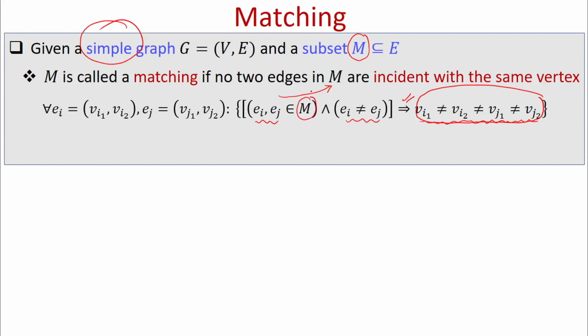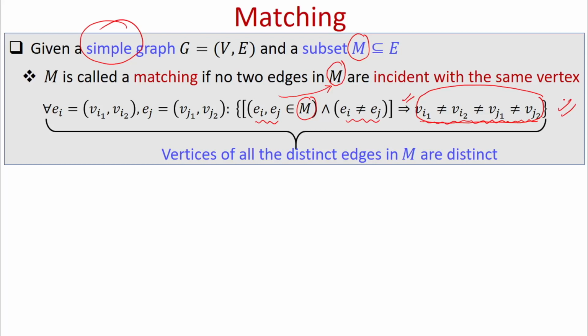I stress here that there is no restriction on the cardinality of M. I can just pick one single edge from my edge set, and that will constitute a matching. Or I can pick two edges from my edge set, and if they satisfy this implication, that will also be considered a matching, and so on. So what this implication means on a high level is the following: if I take the vertices of all distinct edges in my collection of edges M, they should be distinct.